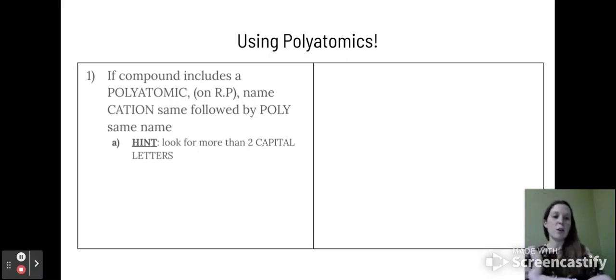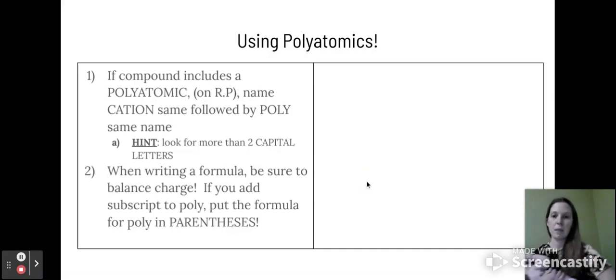A hint to know if a polyatomic is being used is to look for more than 2 capital letters in your compound. If you see more than 2, you have a polyatomic present. When writing the formula with a polyatomic, be sure to balance the charge. If you need more than 1 of your polyatomic, you have got to put the formula of the polyatomic in parentheses because that subscript has to apply to everything in the polyatomic.